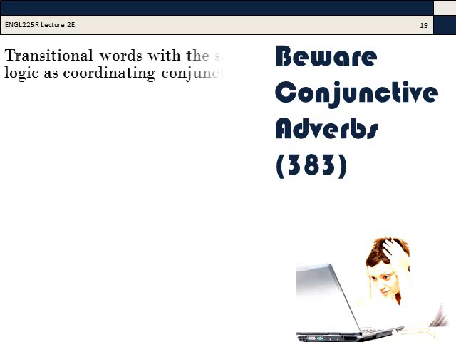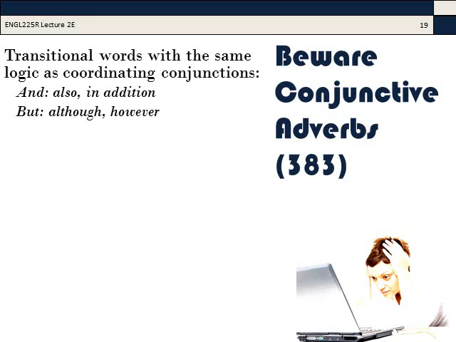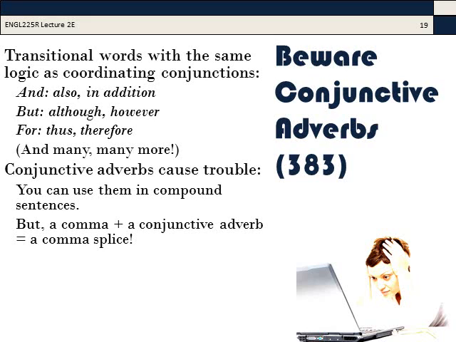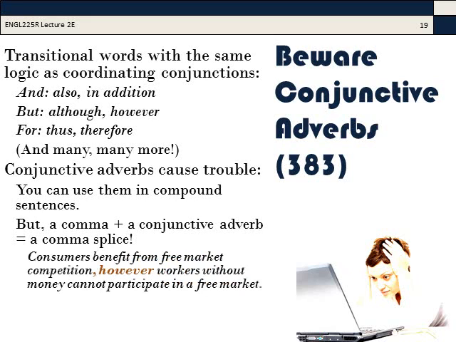Beware of conjunctive adverbs. These are transitional words which use the same logic as conjunctions. And means the same thing as also or in addition. But equals although or however. For equals thus or therefore. And there are many more. But they cause trouble because you can use them in compound sentences, but with a semicolon; a comma and a conjunctive adverb equals a comma splice. You see, comma, however, workers, that's a comma splice.